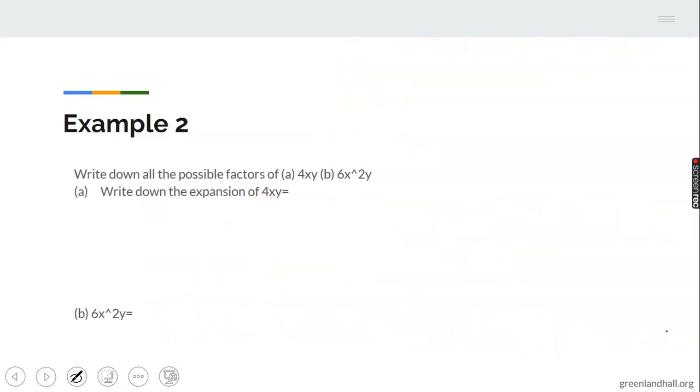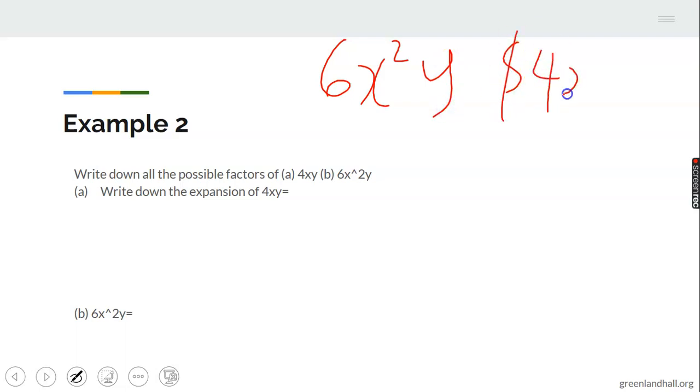Okay? Now, the next is we want to write down all the possible factors of 4xy and 6x squared y. The first thing is we want to write out the expansion of 4xy. How do you do that? By writing out all the factors of 4xy.